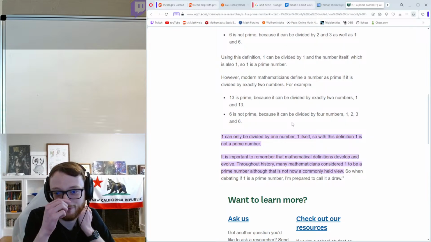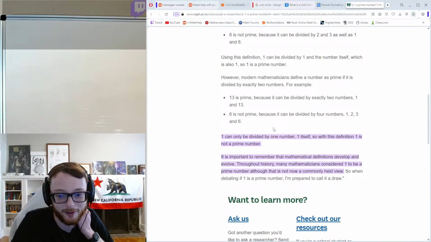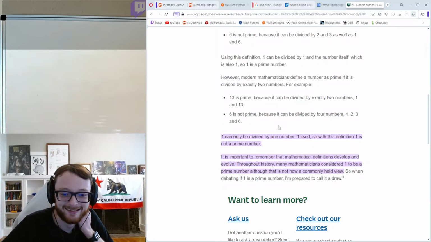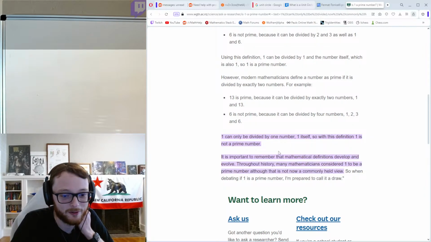A number is prime if it's divided by exactly two numbers. Like, 13 is divisible by 1 and itself. 1 is only divisible by 1, though. So one should be ultra prime then, you know? Okay, so it is more of a convention thing. Mathematicians today have decided to say it's not prime. You could validly make some other number system where it is prime.